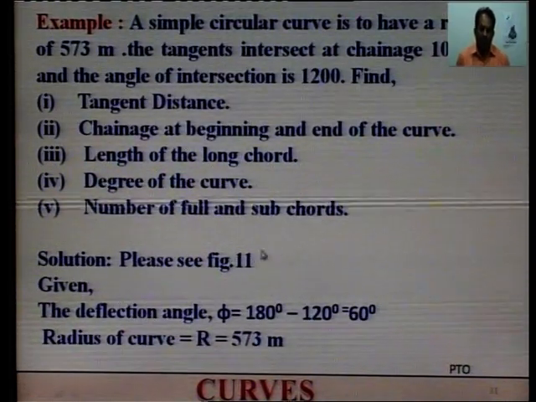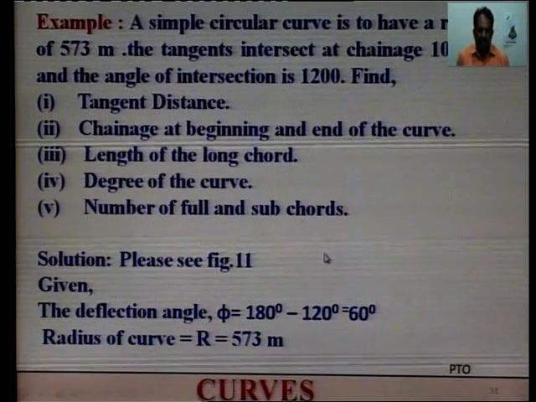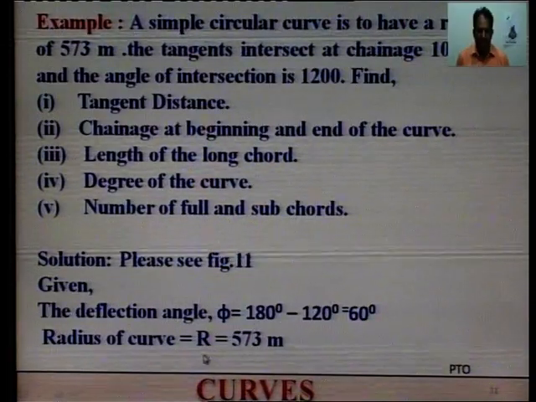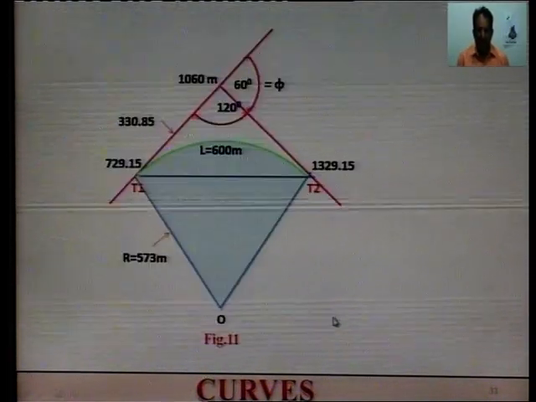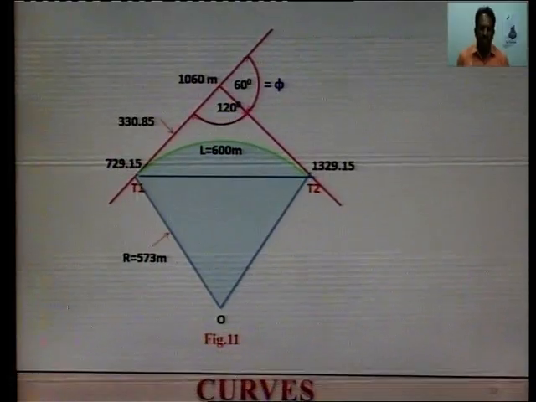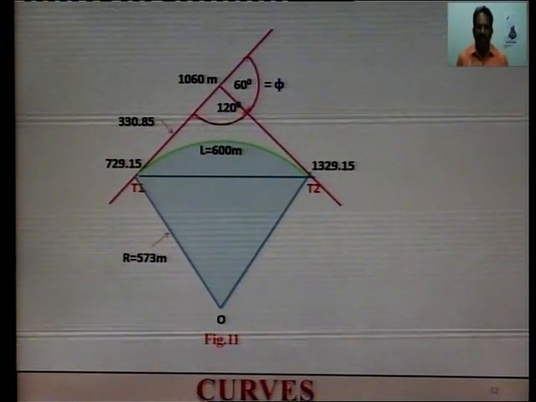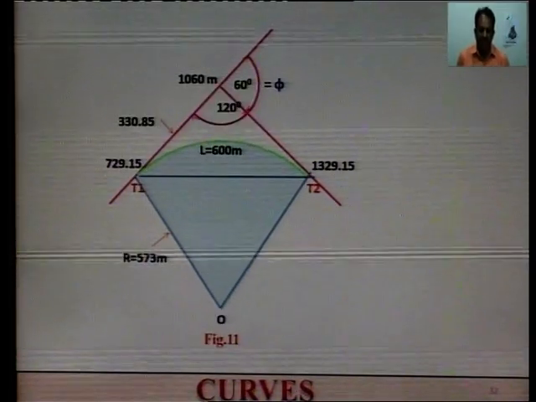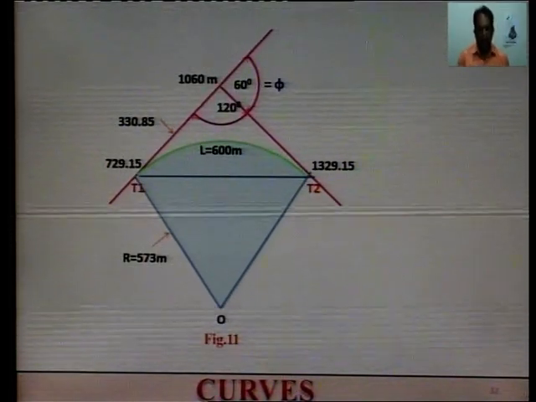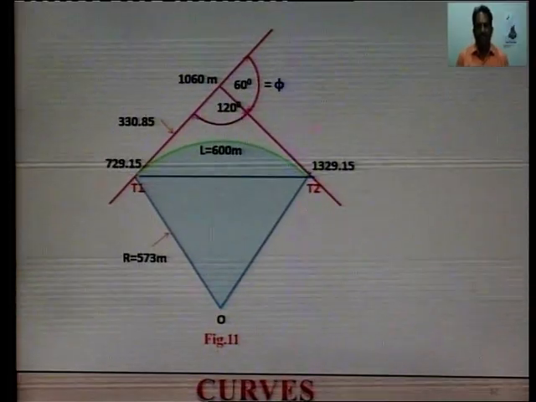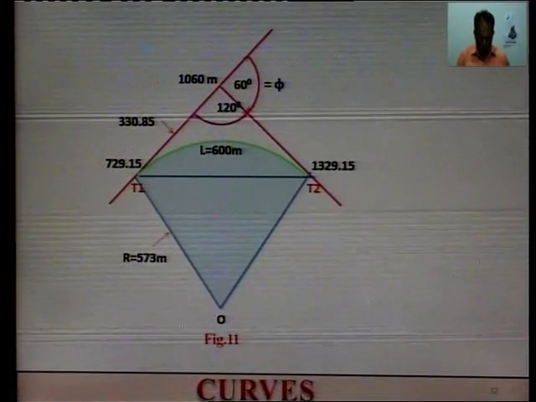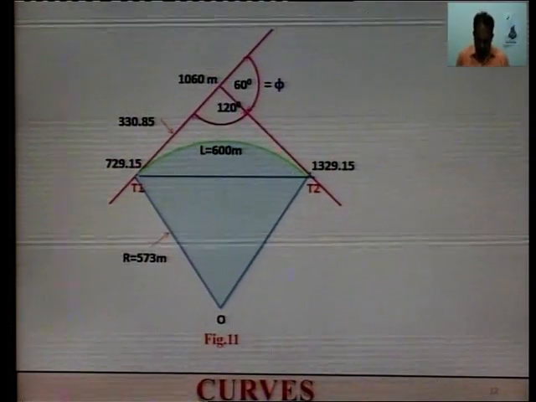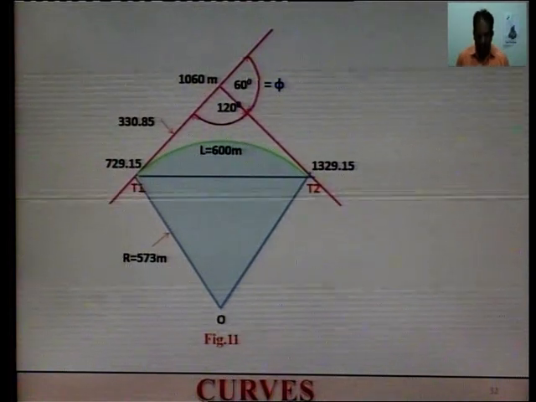So, if we see figure 11, the deflection angle is equal to 180 degrees minus 120 degrees, and the radius of the curve is equal to 573 meters. So, this is the figure. If you see this figure, we have the intersection point chainage, the chainage of T1 and the chainage of T2. How have we calculated them? Radius is equal to 573 meters. This is all shown on the monitor screen. The intersection chainage is 1060 meters. So, we know the tangent length formula is R tan(phi/2), and we calculate it as 330.85 meters.